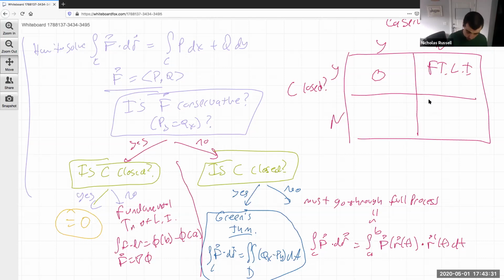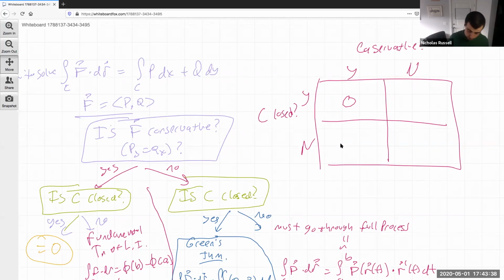Oh, sorry, wrong way. My bad. If I'm conservative and it's not closed, I can use the fundamental theorem of line integrals. If I'm closed but not conservative, I can use Green's theorem. And then over here, if I have nothing and nothing, I can't really do anything. I have to go through the full process, full parameterization.